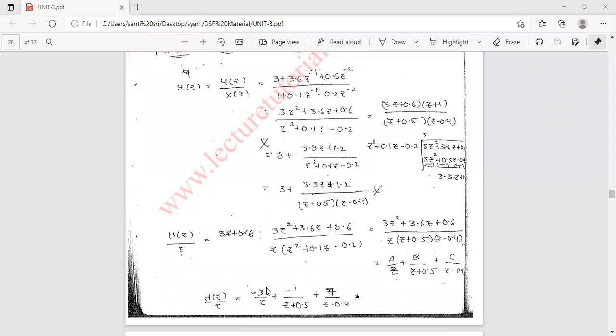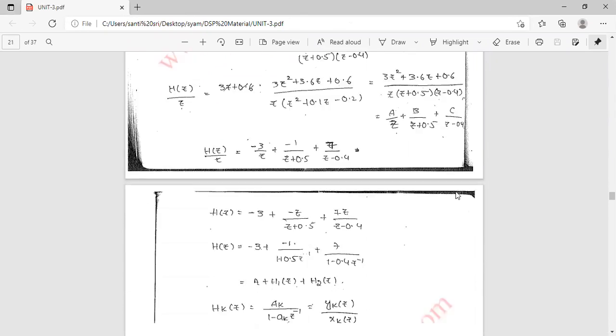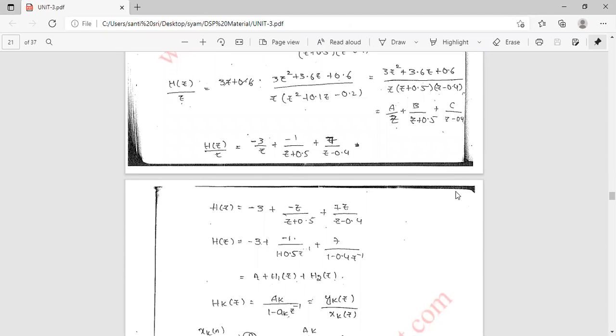So a is minus 3, b is minus 1, and c is 7. So it will become minus 3 by z, minus 1 by z plus 0.5, plus 7 by z minus 0.4. So h of z is equal to 3z by z, that is minus 3, plus minus z by z plus 0.5, plus 7z by z minus 0.4. So it is minus 3 plus minus 1 by 1 plus, dividing it by z.